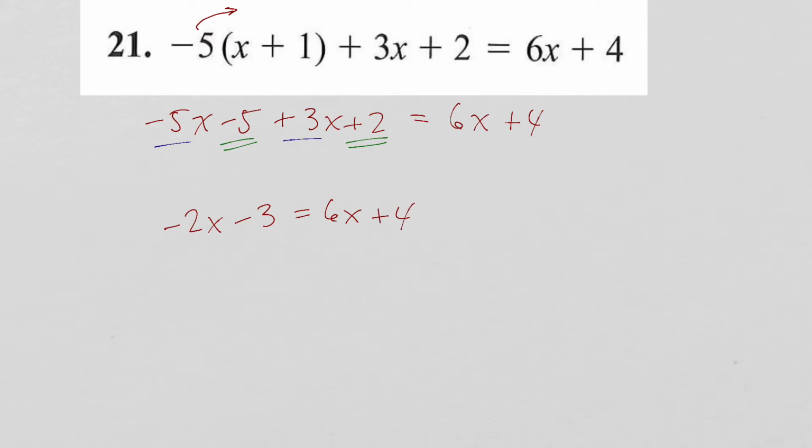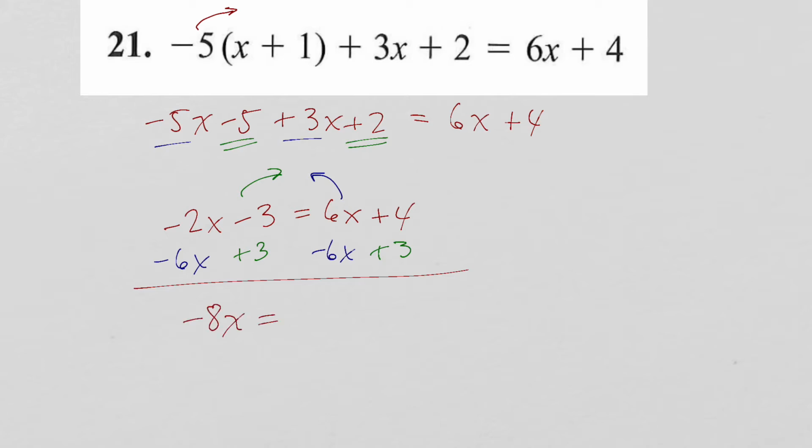So now I can move this over here by subtracting it. And I can move this over here by adding it. And negative 2 minus 6, the signs match, so I add. So I get negative 8x. And 4 plus 3 is 7. Finally, I'll divide each side by negative 8. And we're going to get x is equal to negative 7/8. That's it.